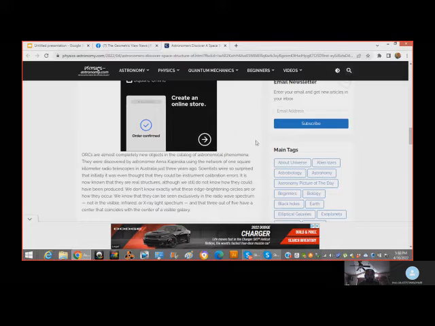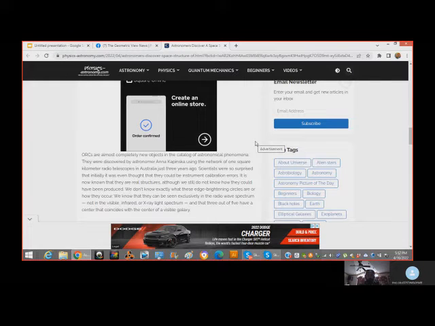Orcs are almost completely new objects in the catalog of astronomical phenomena. They were discovered by astronomer Anna Kapinska using the network of 1 square kilometer radio telescopes in Australia. Just 3 years ago, scientists were so surprised that initially it was even thought that they could be instrument calibration errors. It is now known that they are real structures, although we still do not know how they could have been produced. We don't know exactly what these edge-brightening circles are or how they could occur.